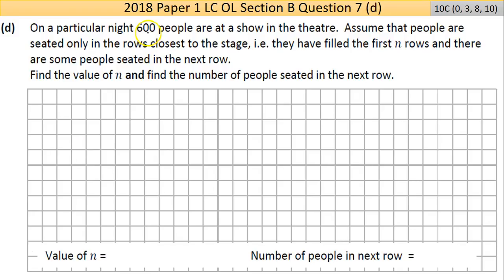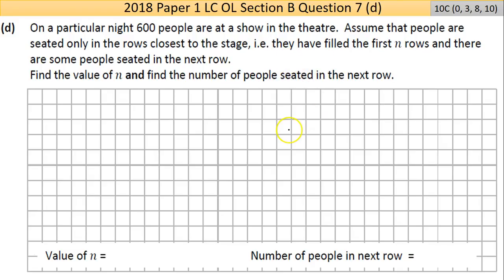On a particular night, 600 people are at a show in the theatre. Assume that people are seated only in the rows closest to the stage. That is, they have filled the first rows, and there are some people seated in the next row. Find the value of n and find the number of people seated in the next row.